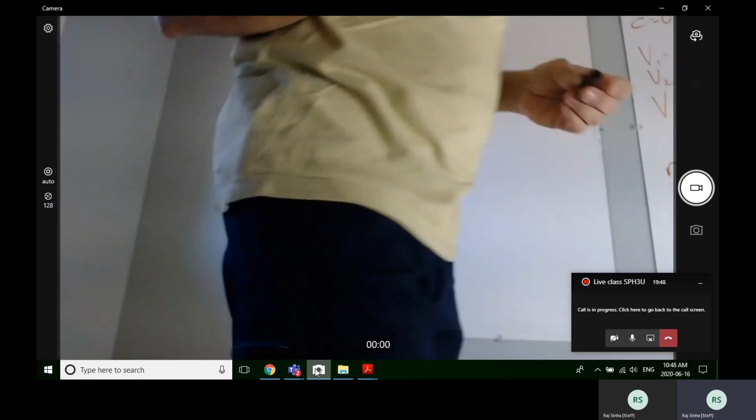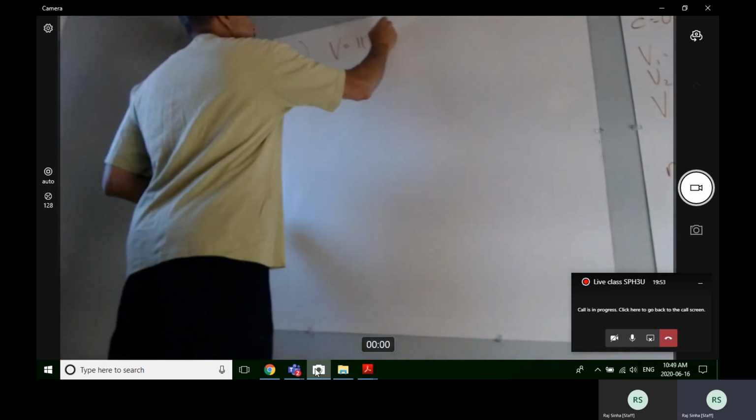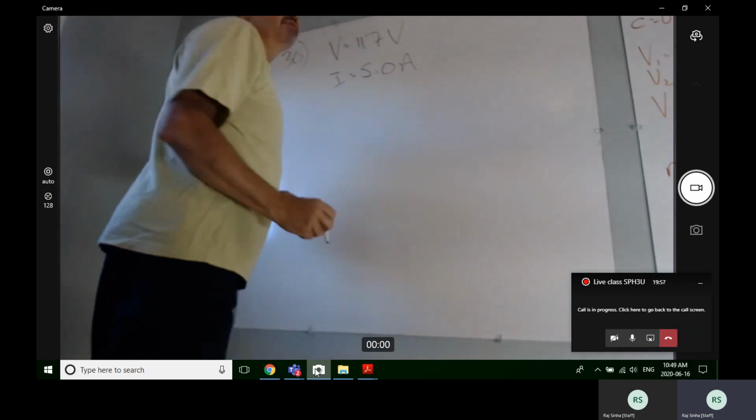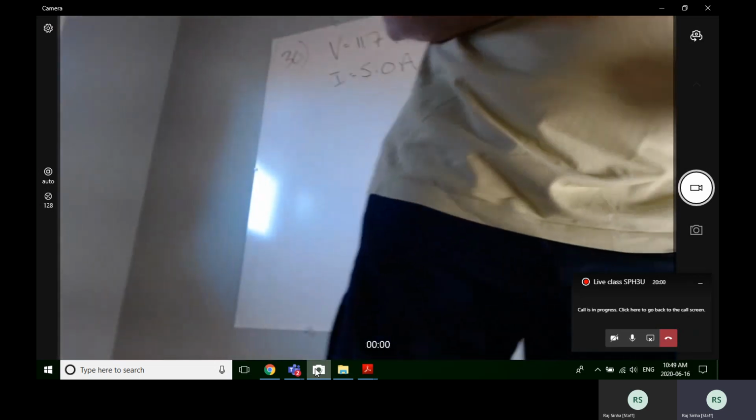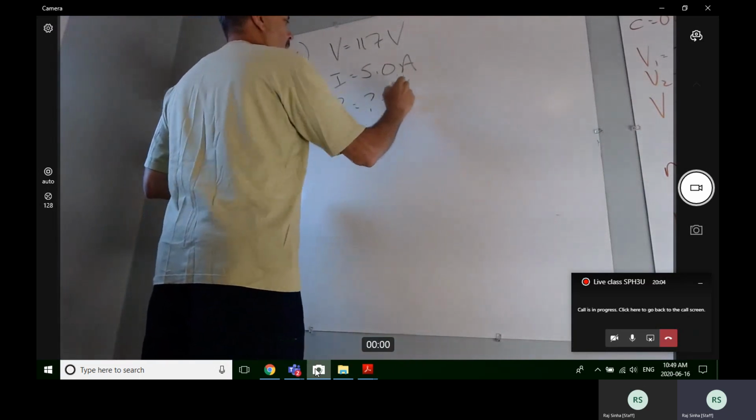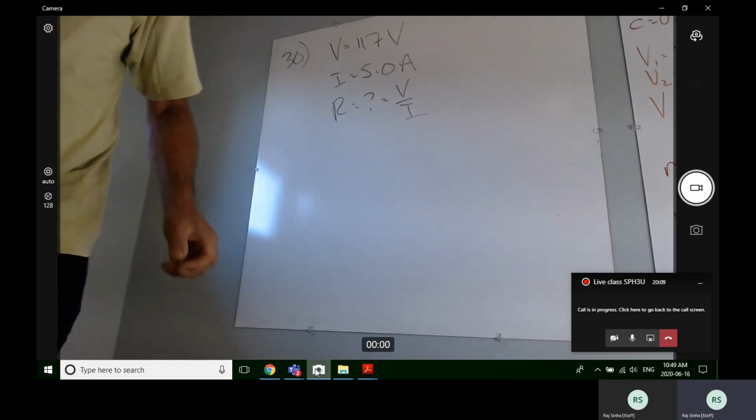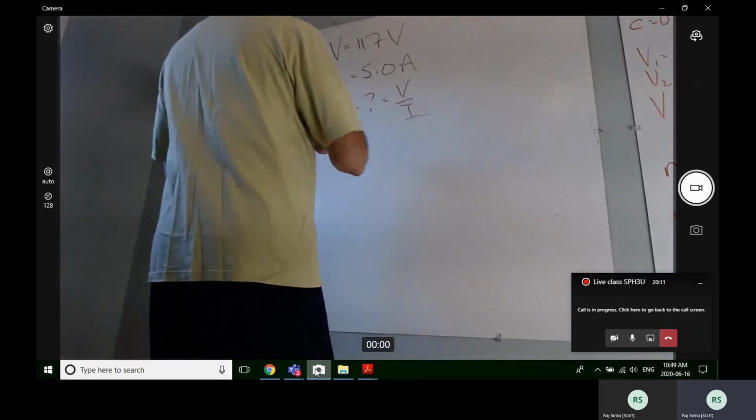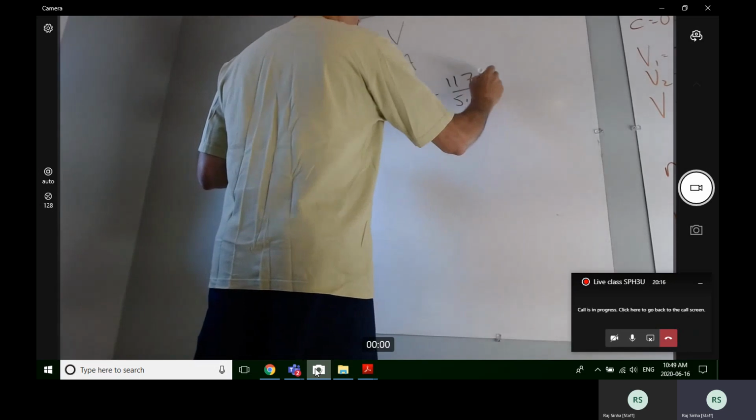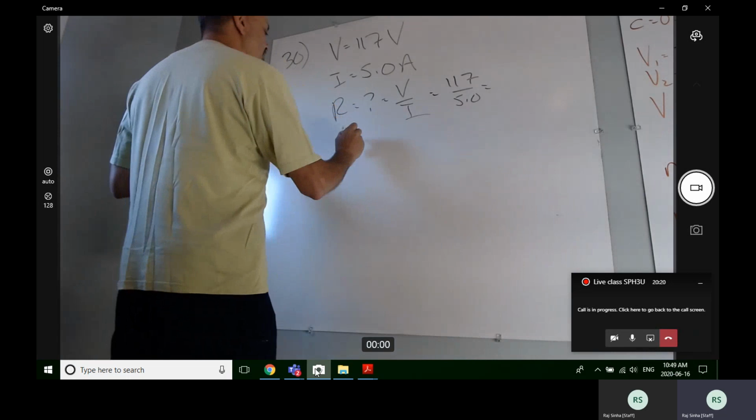Okay, so the voltage is 117 volts, and the current is 5 amps. Okay, and the question is, what is the resistance? Right, V equals IR, every step of the way, over and over and over. So we're going to get our resistance here, 117 divided by 5. 23.4 ohms.